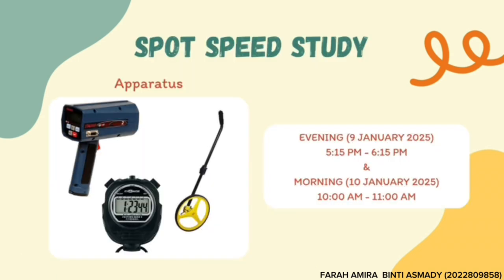The first study that we conducted was the spot speed study. These are the apparatus involved in this study: laser gun, stopwatch, measuring wheel, and also the spot speed study data form. The data was collected on 2 different days. The first was on 9 January 2025, in the evening from 5:15 p.m. to 6:15 p.m. And the other was on 10 January 2025, in the morning.